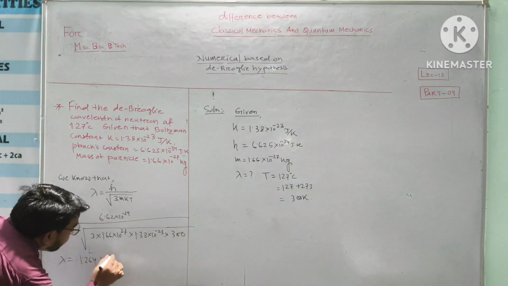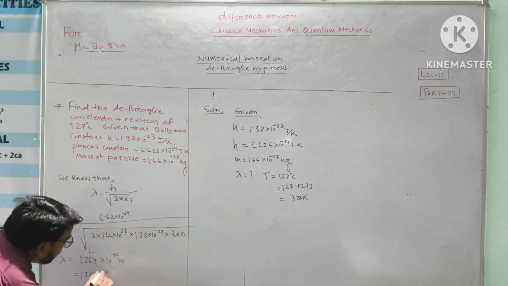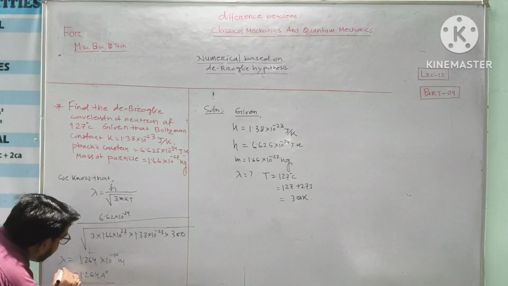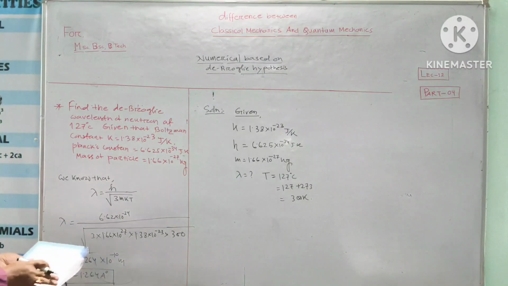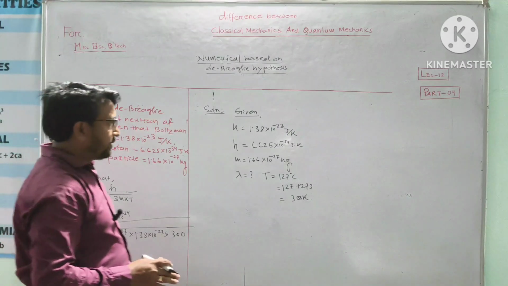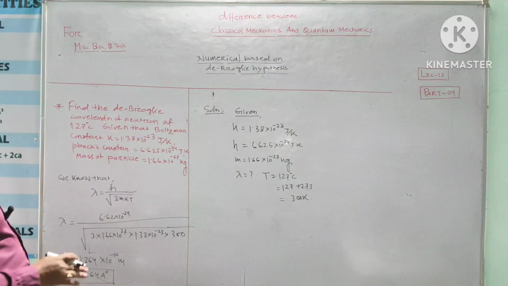1.264 into 10 to the power minus 10 meter, and this is equal to 1.264 angstrom, because we know that 1 angstrom equals 10 to the minus 10 meter. So 1.264 into 10 to the minus 10 meter is equal to 1.264 angstrom. For your better understanding, I am going to repeat it.